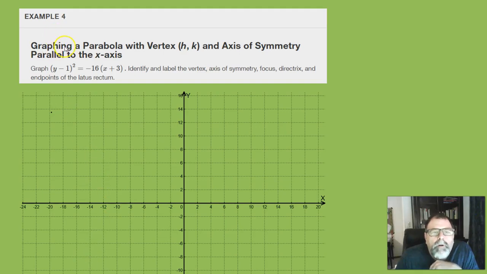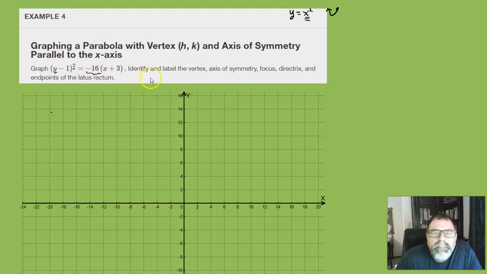All right, example 4. Graphing a parabola with vertex h, k and axis of symmetry parallel to the x-axis. So a horizontal axis of symmetry, right? It's going to open to the left or to the right, depending on if p is positive or negative. So again, the way I keep it straight in my head, I always fall back to the basic toolkit function y equals x squared, which is a parabola that opens upward. So if it's x squared, it's up, down. If it's y squared, it's sideways. So you can see this one's y squared. So that's going to open sideways.